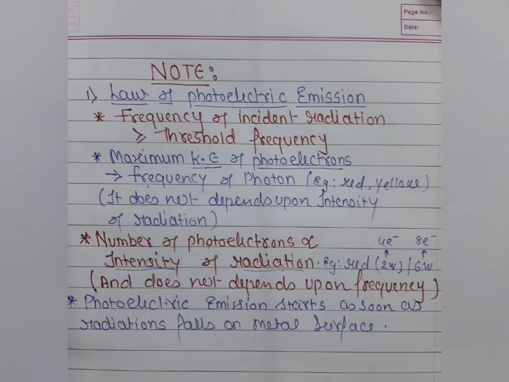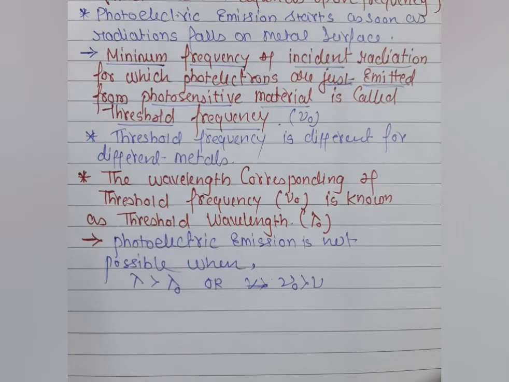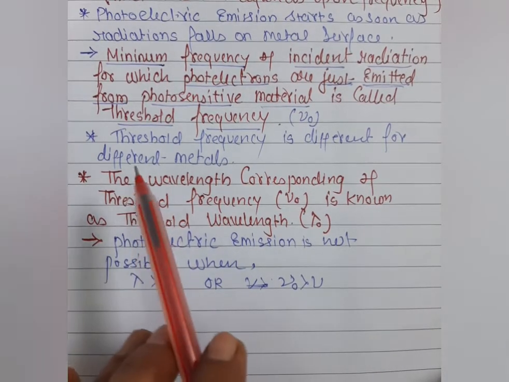These points are very important. And now the last is that photoelectric emission starts as soon as the radiation falls on the metal surface. As you know very well, students, how the emission occurs. The emission occurs when the light falls on a metal surface. So let's move on, students.